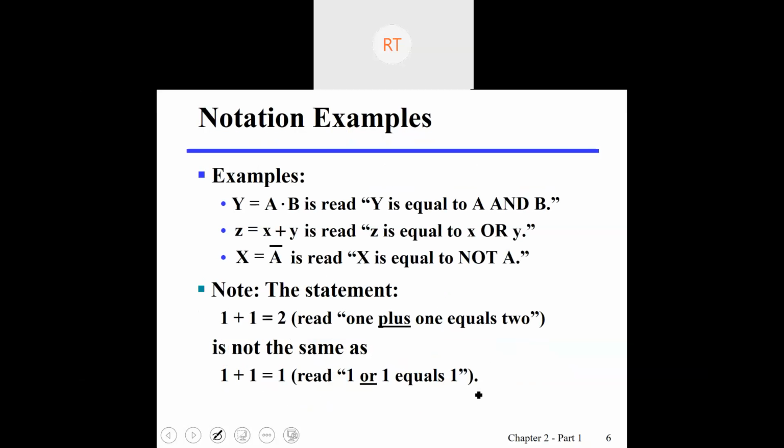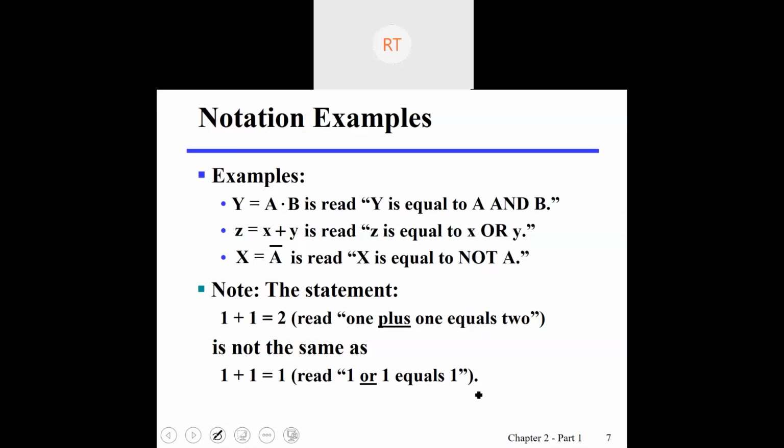Now let's go over examples of the notation. When we are reading A dot B, you read it as A and B. Y equals A and B. Z equals X plus Y, you read it as Z is equal to X or Y. And X equals A bar, you read it as X is equal to not A, or A bar, or A prime.